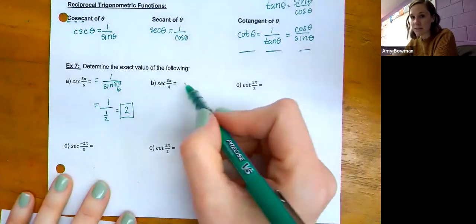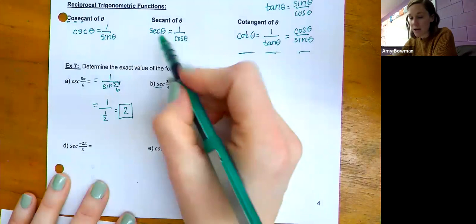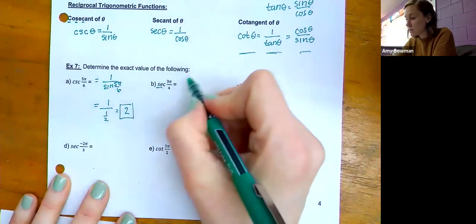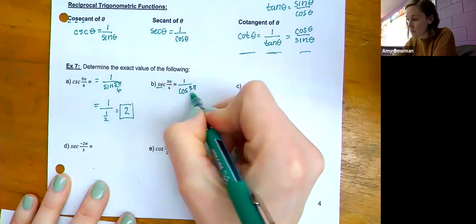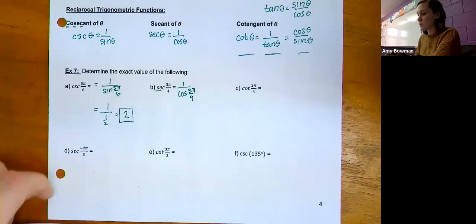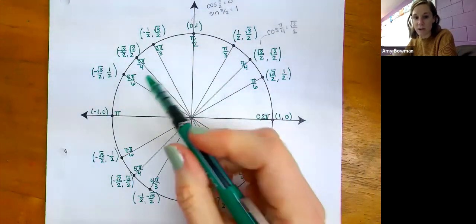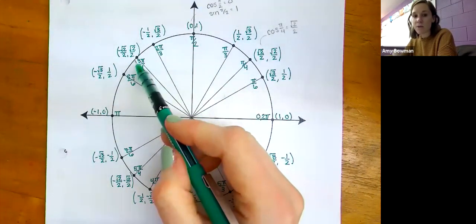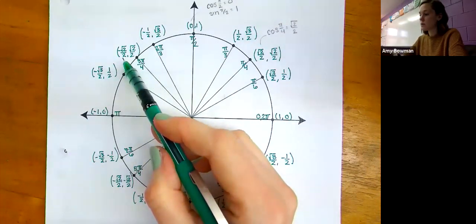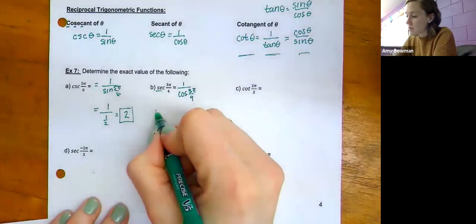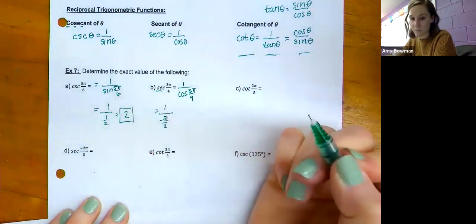So let's do another one, secant of 3 pi over 4. So again, secant, I look up here, that's 1 over cosine. So 1 over the cosine of 3 pi over 4. So I would go to my unit circle, find 3 pi over 4, which is right here. Secant is 1 over cosine. So here's cosine, negative root 2 over 2. So it's 1 divided by negative root 2 over 2.